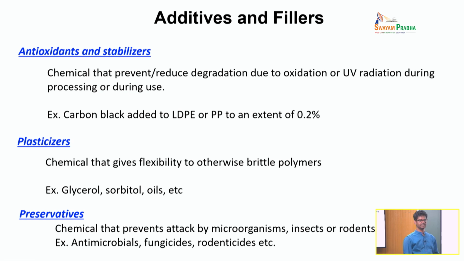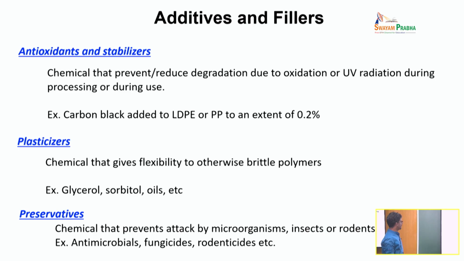Then we have the plasticizer. The plasticizer is added to give flexibility to the material. For example, polylactic acid, PLA, that we think of as biodegradable, is very brittle. You cannot draw a film, so you need to add some sort of plasticizer or other polymers which are more flexible to increase plasticity. Plasticizer examples can be glycerol, sorbitol, oils, vegetable oils, and so on.